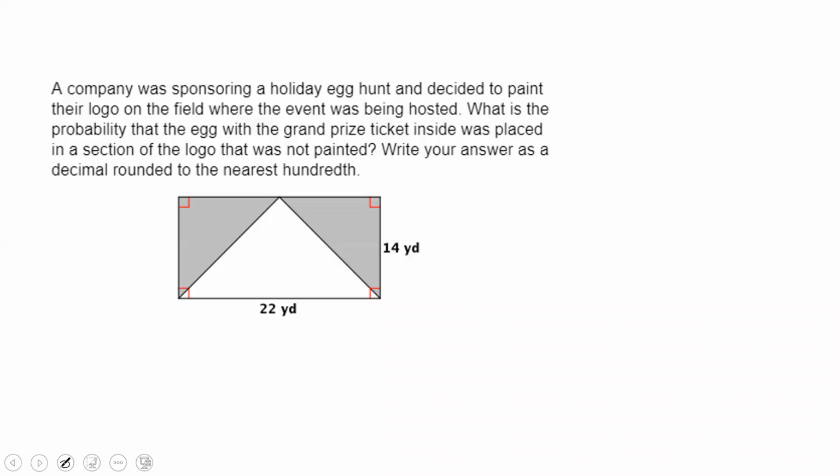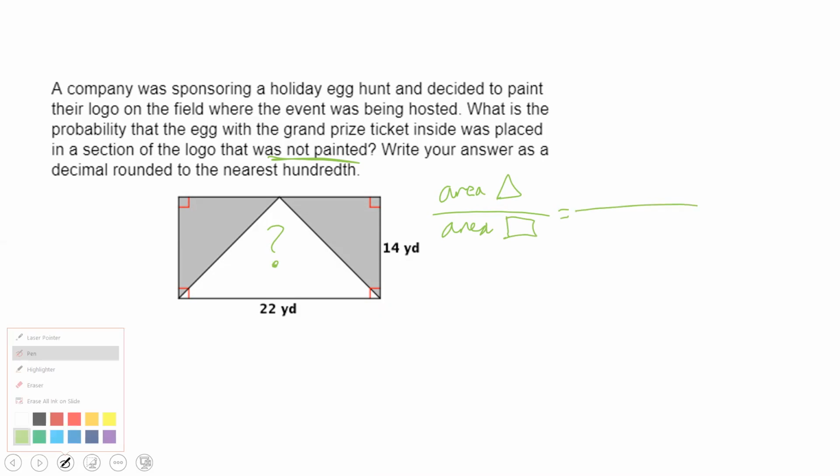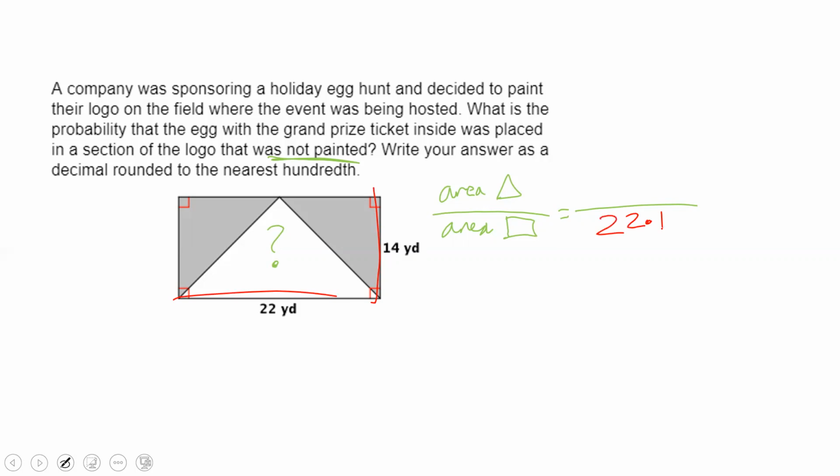Sorry about that interruption. Okay, so we need to find the chances of being inside the not painted area. So we need to find the area of that triangle and divide by the area of the rectangle. So let's talk about the rectangle first, because rectangles are pretty easy. Length times width, that's going to be 22 times 14.